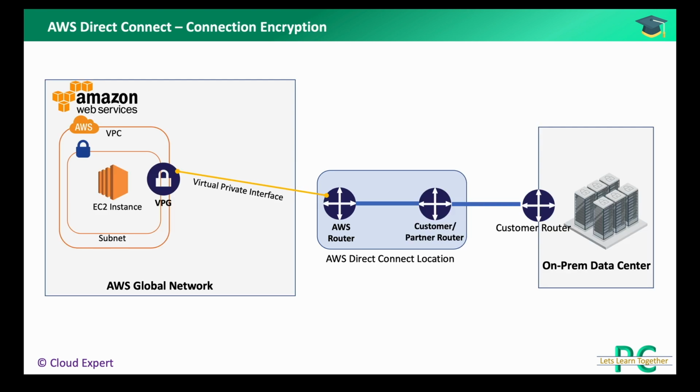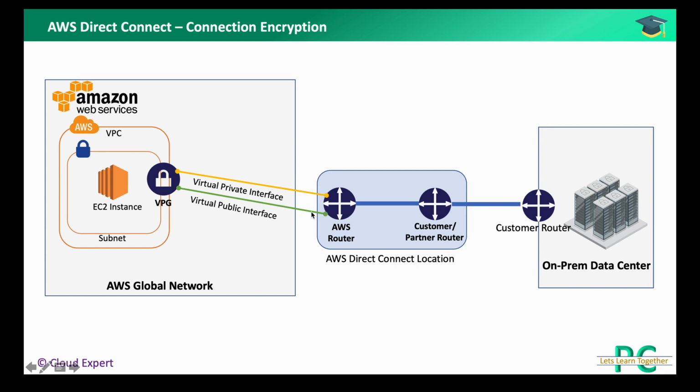Now let's move to connection encryption. As I mentioned in the first slide, it's a secure physical connection, but that is not encrypted. But if you have any compliance requirement to encrypt the traffic before sending it to AWS, you can encrypt that connection in Direct Connect. Let's see how we can achieve that. In that case, we are going to use a VPN connection on top of Direct Connect. So instead of creating that VPN connection on top of public internet, we will use the Direct Connect connection to create the VPN.